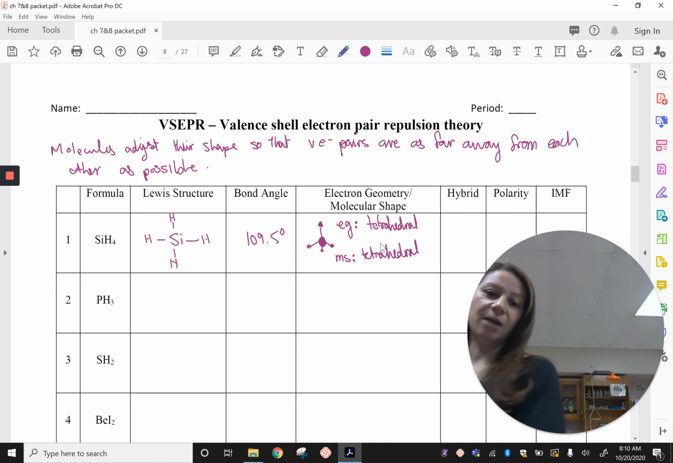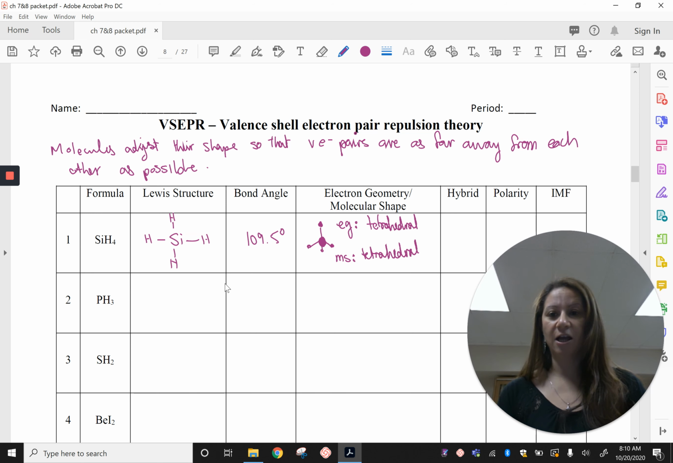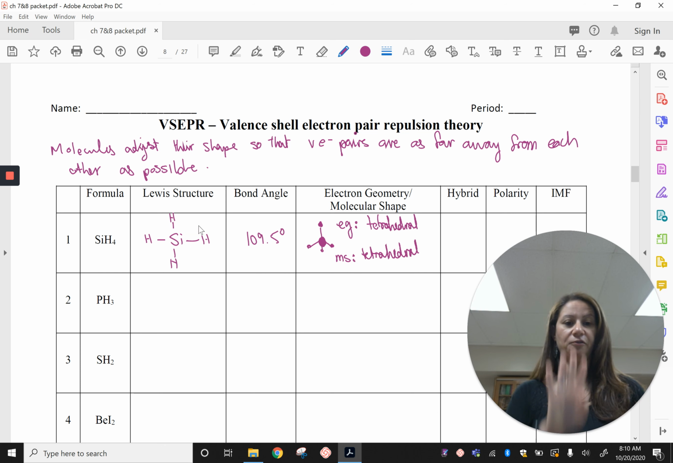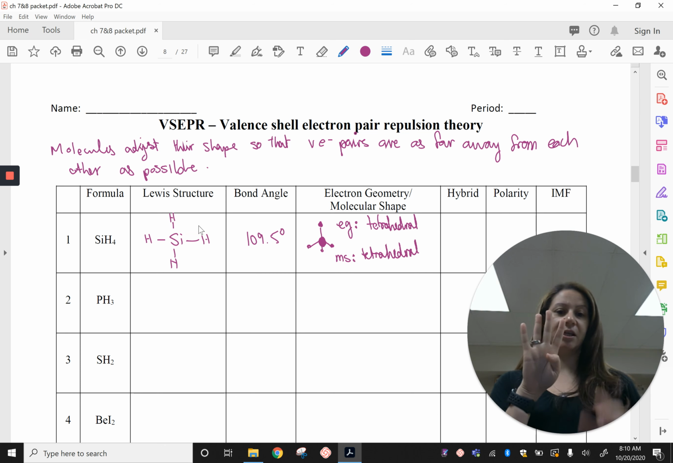Okay, the hybrid for this one. For the hybrid, you look at how many areas of electrons are around your central atom, and there are 4 of them. And so you need 4 orbitals to mix together, an s, and then 3 p's, so sp3.